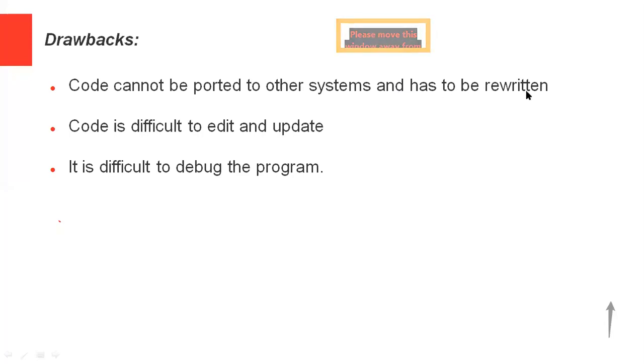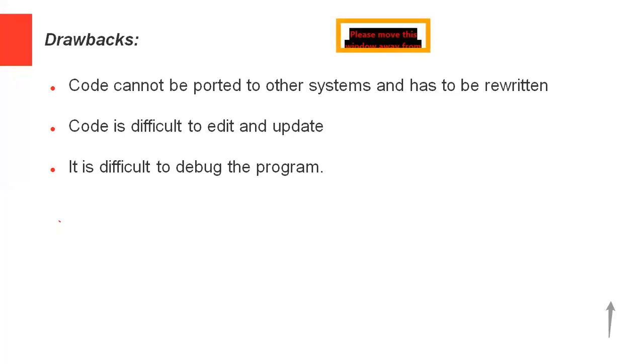So there is no possibility of rewriting either. Why? Because we are writing in machine code, and that machine code can be understood by that computer only. So that is one drawback. Nowadays we are moving to platform independent programming languages. Platform independent means a program we write can be used on any system and any operating system, regardless of the system. In the first generation, the code works only on that computer. So code cannot be ported to other systems and has to be rewritten. Okay, so that is the first drawback in first generation languages.